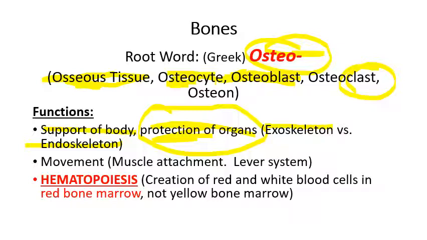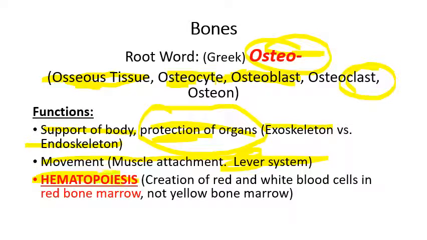I guess the other obvious example of protection is the brain. So the skeleton does a very good job of protecting the brain, not such a good job of protecting the kidneys or the intestines. Okay, so movement. You attach the muscles to the skeleton through what's known as a lever system, and you can move around. Another function of the bones, which is very important, is known as hematopoiesis.